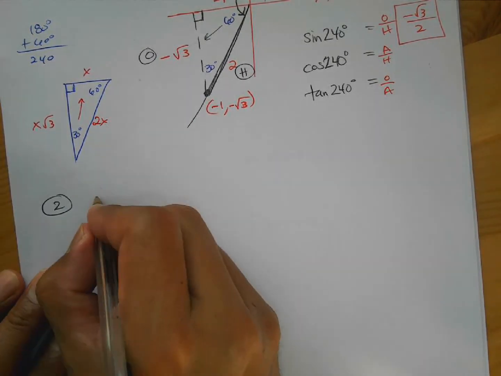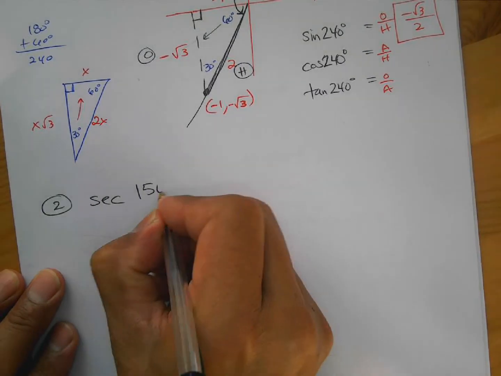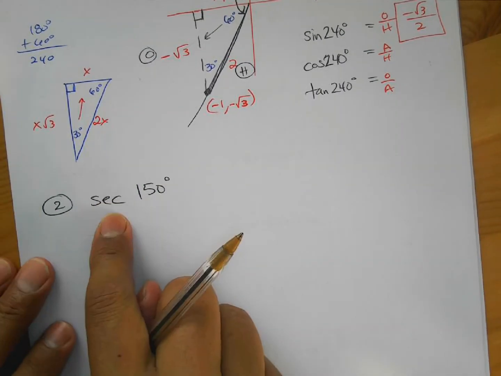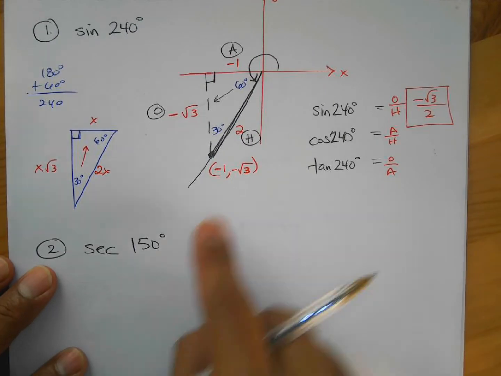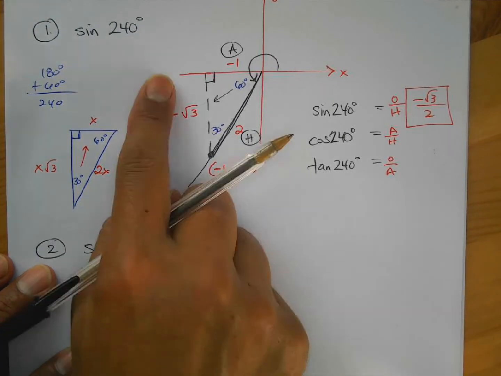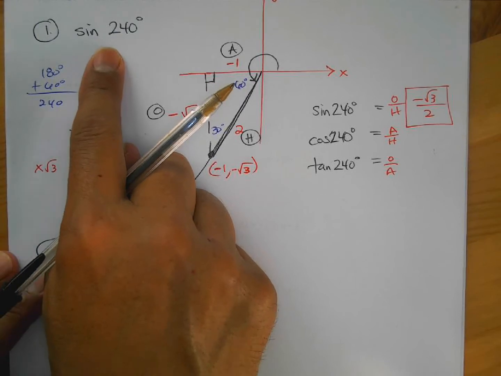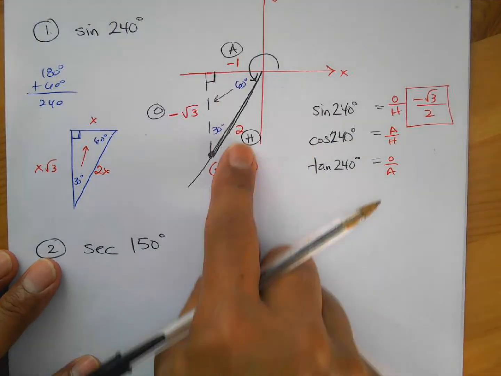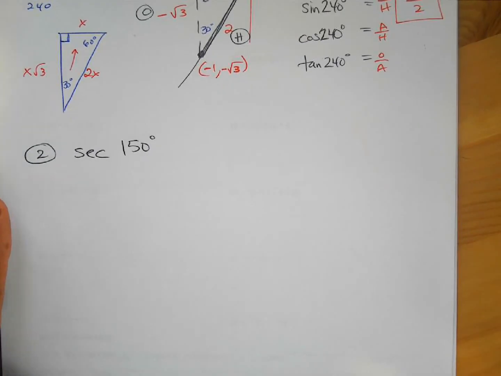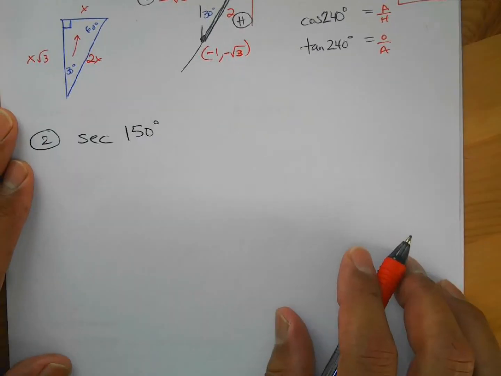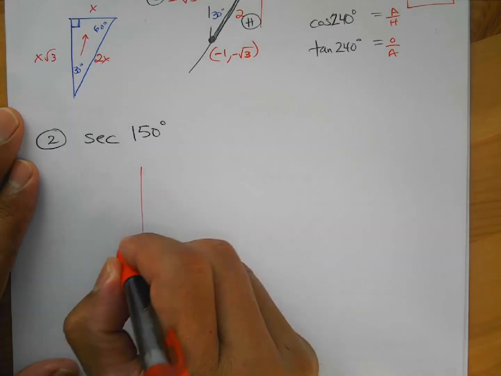Let's go with secant. Secant of 150. Don't worry about the function yet. You worry about drawing the angle, doing the triangle, labeling the sides. Again, they'll ask you for 1, but you'll have all the information to be able to find all 6. Okay, so quickly again, secant of 150. Well, I got to go to 150, right?